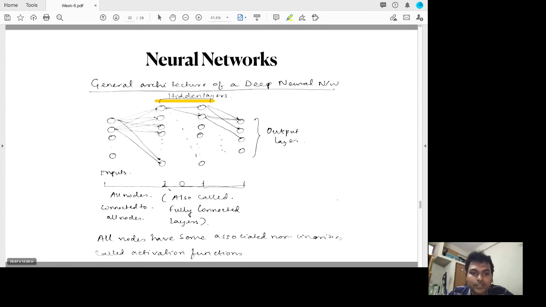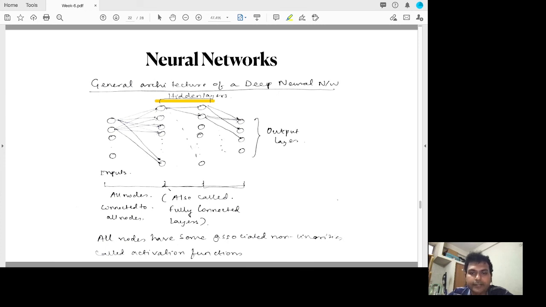All the nodes are connected to all the nodes in such a neural network. I have not drawn all of them, but all of these nodes are connected to all of these nodes in the next layer, and so these are known as fully connected layers. All nodes have some associated nonlinearities, and these nonlinearities are called the activation functions.